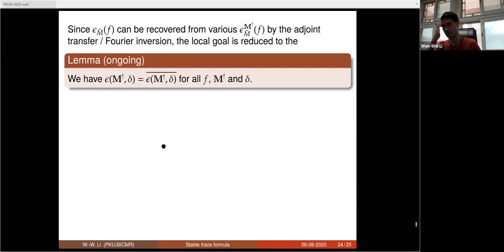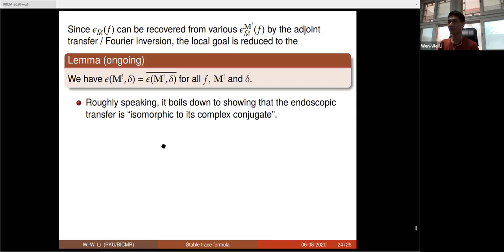So, to prove this lemma, remember that epsilon is defined in a very complicated way, but anyway, it involves the metaplectic group and its theory of transfer, right? So to show that the epsilon constant is real, it amounts to showing that the transfer is somehow isomorphic to its complex conjugate. This is very rough because I didn't say what complex conjugate means in this setting, and what isomorphic means is also not very clear, but I think the idea is there.